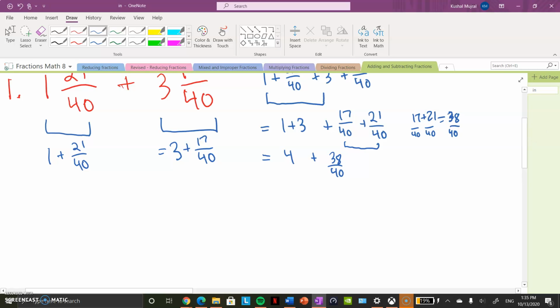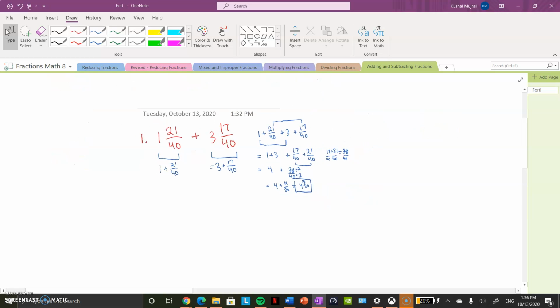So now 4 plus 38 over 40, this simplifies. You could divide the top by 2 and the bottom by 2. This becomes 4 plus 19 over 20, which is just 4 and 19 over 20. Okay? Let's take a look at the next question.